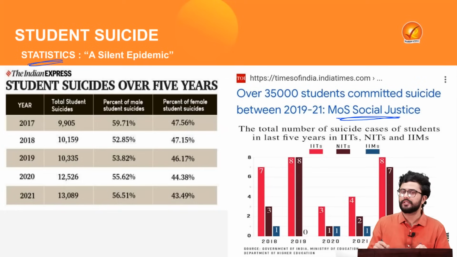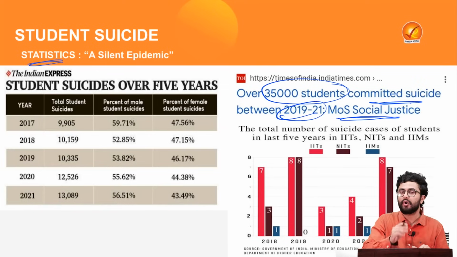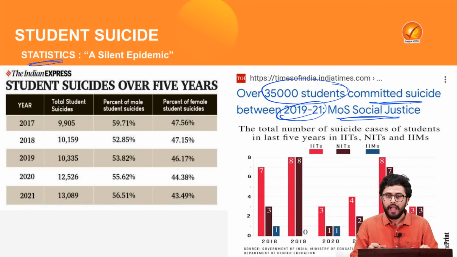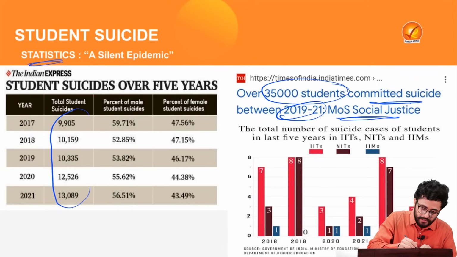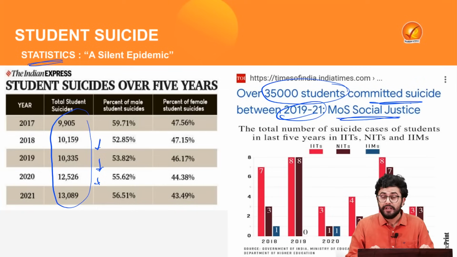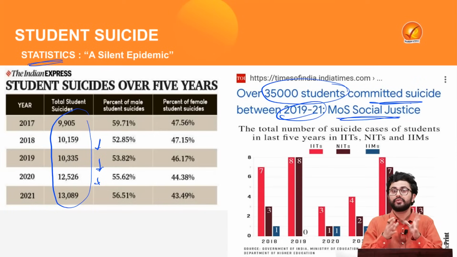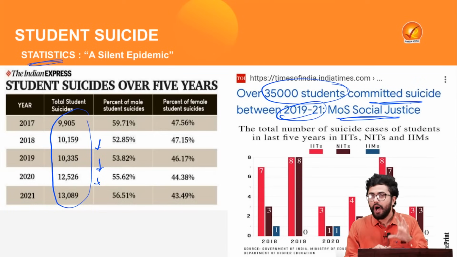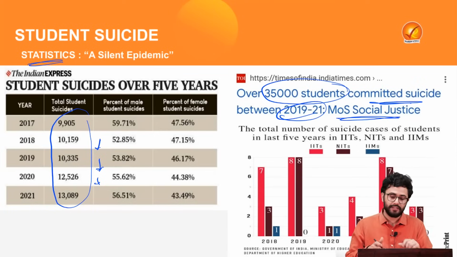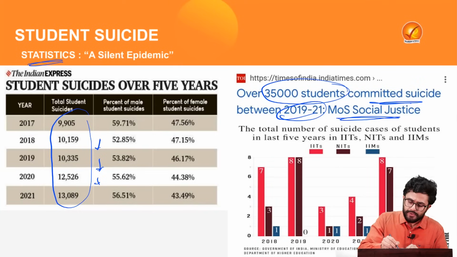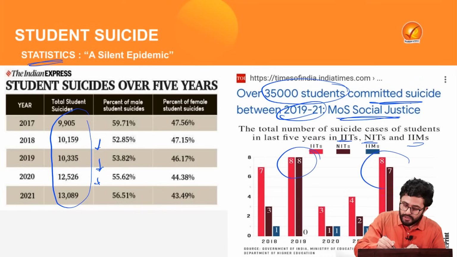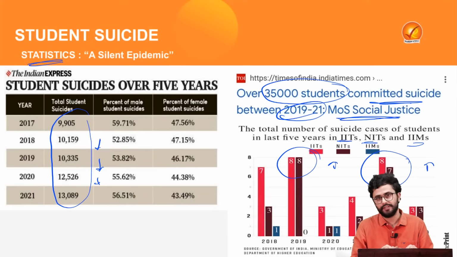Ministry of Social Justice, more than 35,000 students committed suicide between the years 2019 and 21. And their numbers have been consistently increasing in the last few years, as can be seen from the table. Now, many people associate student suicides with failures in their lives. However, this is not true, because as we can see from another table, among students from prestigious universities such as IITs, NITs and IIMs, even there the number of suicides has been increasing.